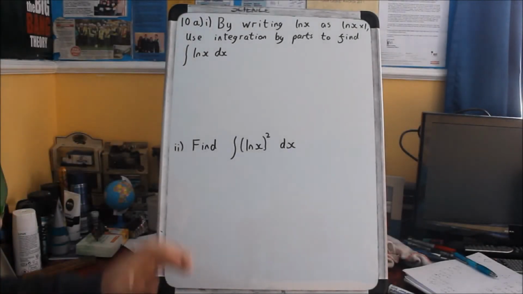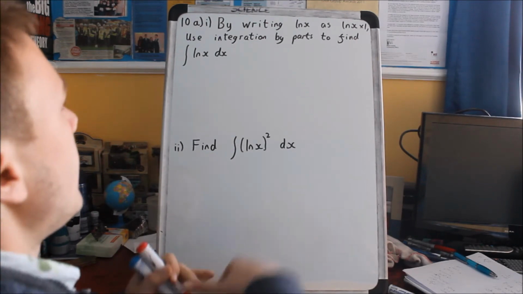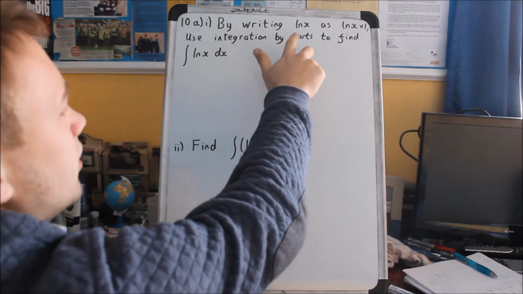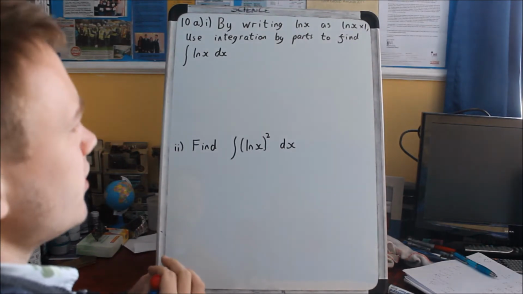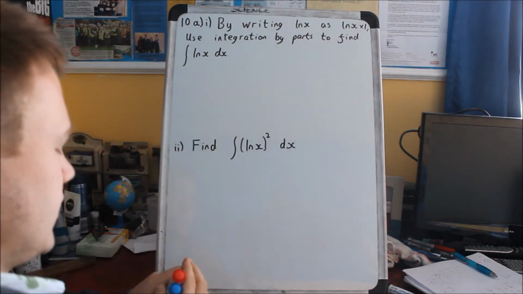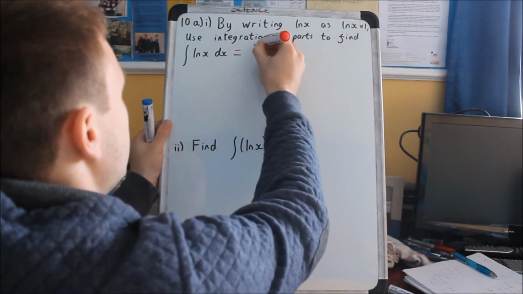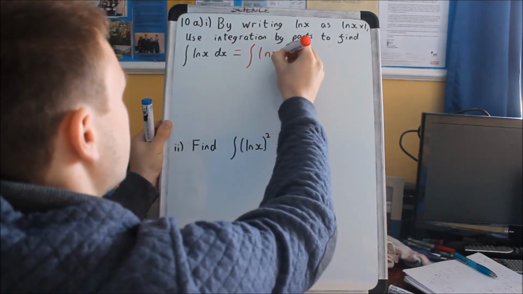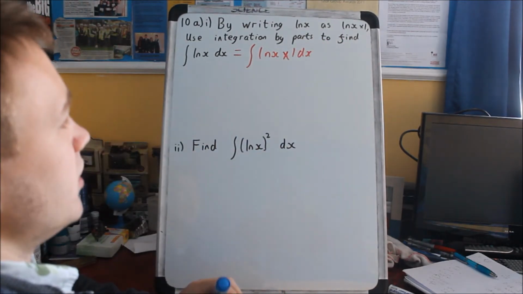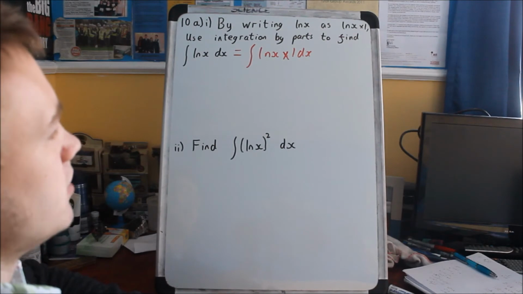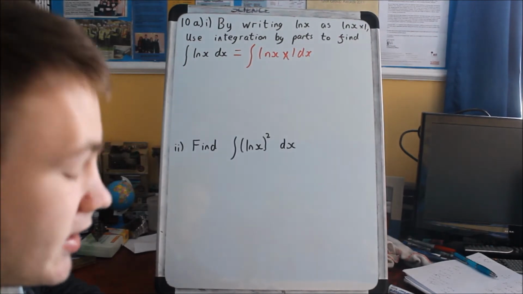So, question 10. There's A, part 1 and 2, and then there'll be B on another board, and that's going to take up a bit more room, so I'm doing it on another board. So 10A, part 1. By writing natural log of x as natural log of x times 1, use integration by parts to find the integral of ln x. So it sort of told you in the question what it wants you to do. Straight away, it wants you to treat it as ln x times 1 dx. That's a times. Now it seems silly to say that's times by 1, but that's what it wants us to do. Use integration by parts. Now that is in your formula booklet.